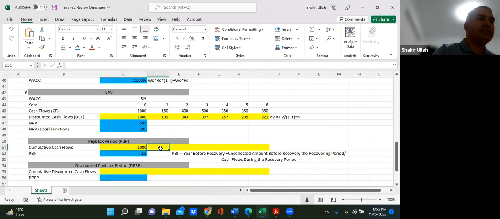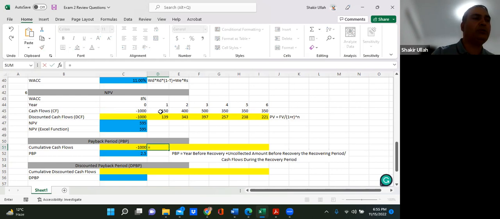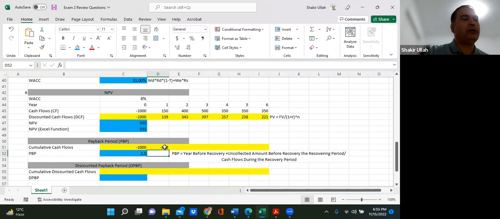Now, when 1 year passes, we receive 150. So that means we got some money back, and our cumulative cash flow will go down a little bit. So we take the previous cumulative cash flow and we add the next cash flow, which is 150, with it. Now we are $850 short. So we recovered some money from our initial investment.